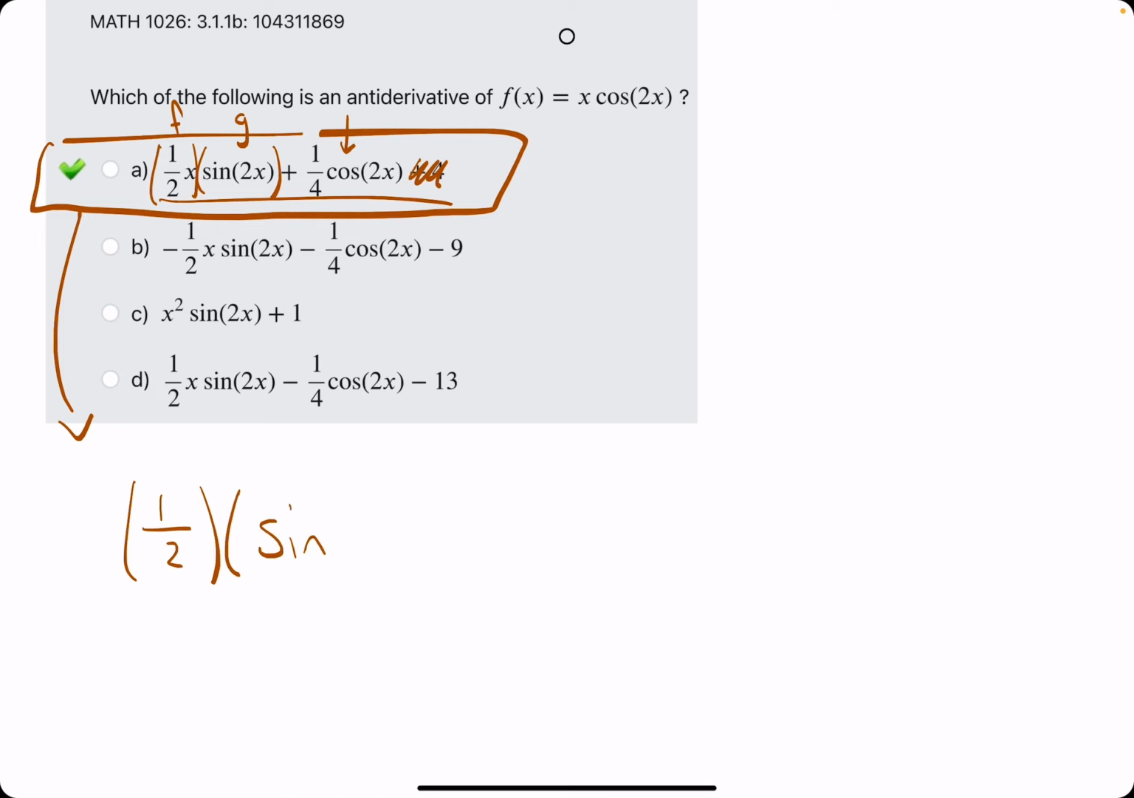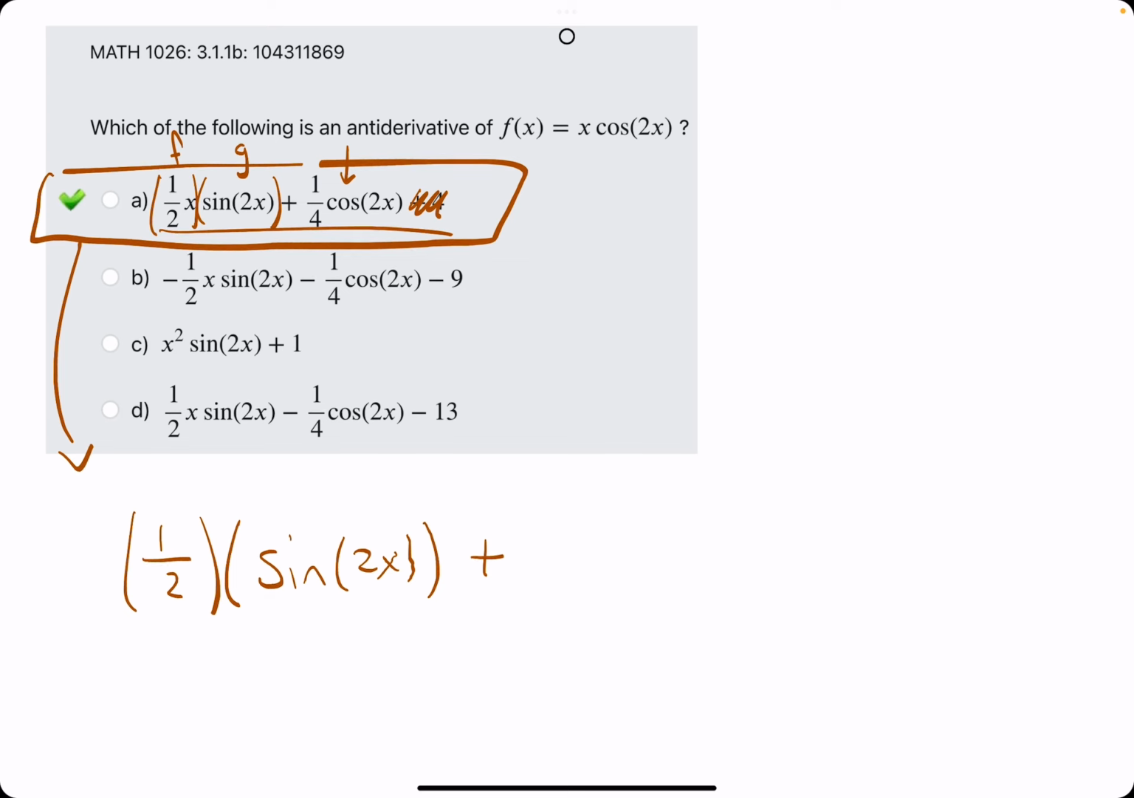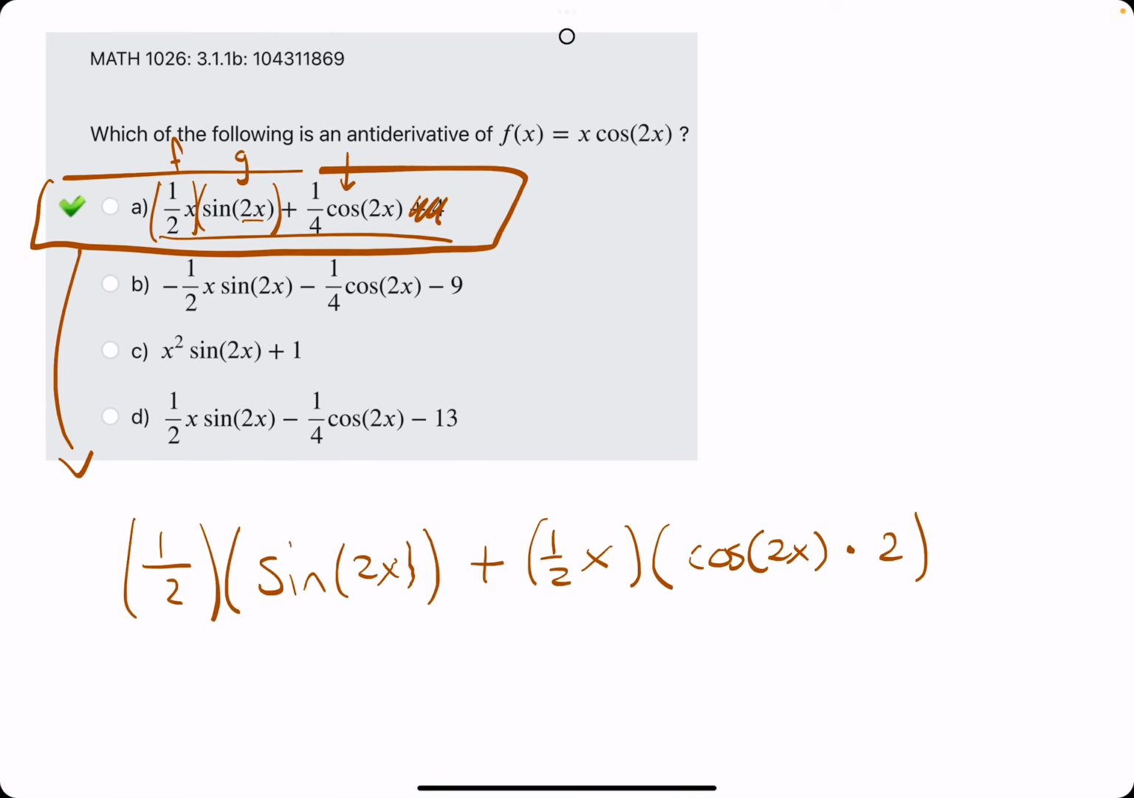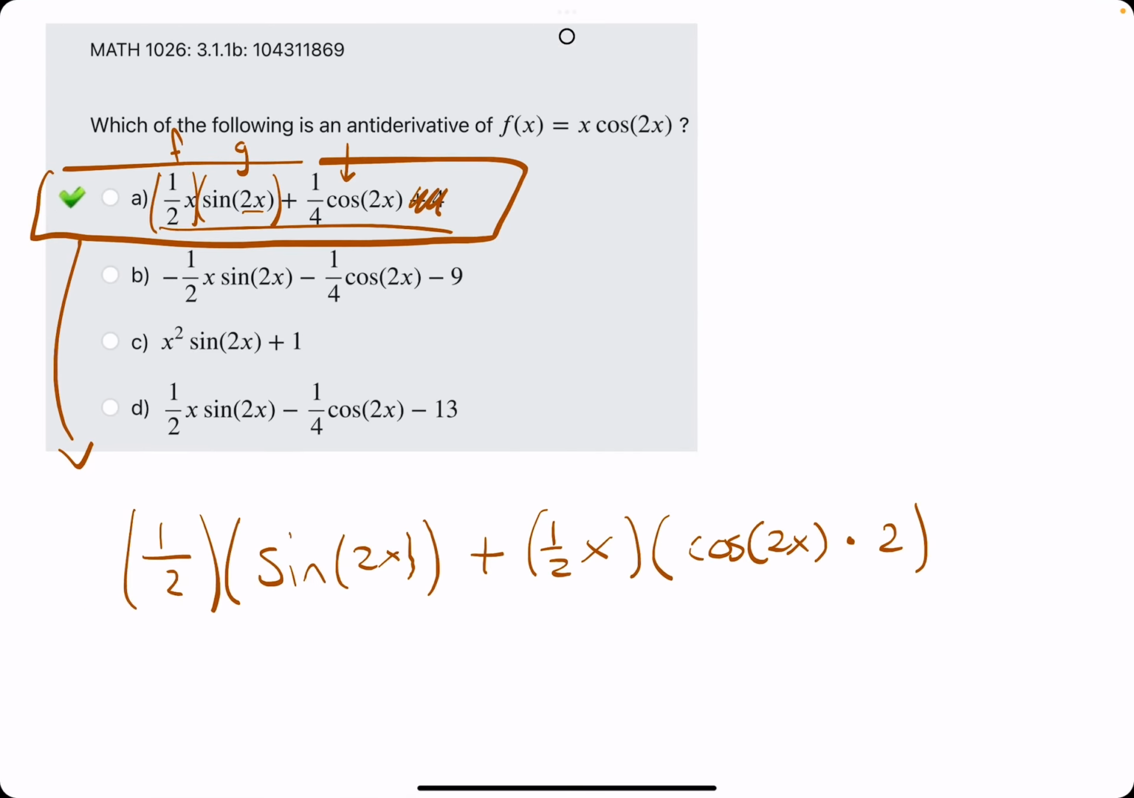So then times g, and then plus f, which is 1/2 x, times g prime, which is the derivative of sine, so cosine, of the same inside, so 2x, that we multiply by the derivative of the inside, which is 2. So the inside, of course, is the 2x here. So this altogether is the product rule for just the first term. So I'm going to simplify this first, then I'll work out the derivative of the plus 1/2.